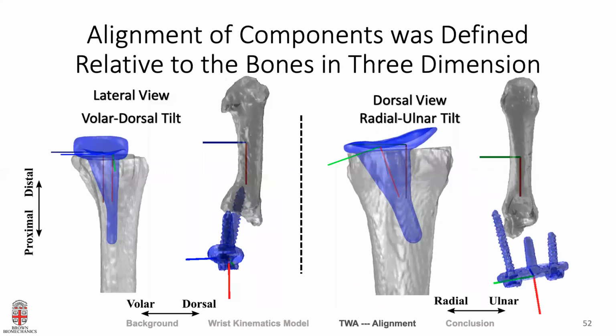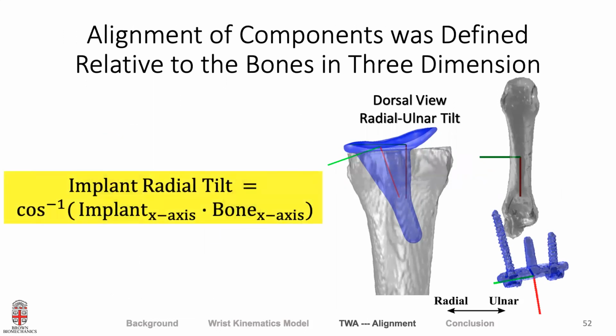We also measure the alignment in 3 dimensions, computationally and automatically, based on the relative alignment of the coordinate systems. The relative orientation of the individual implant components to the bones was calculated using the scalar product of the x-axis and y-axis for radial and volar tilt of the implants.